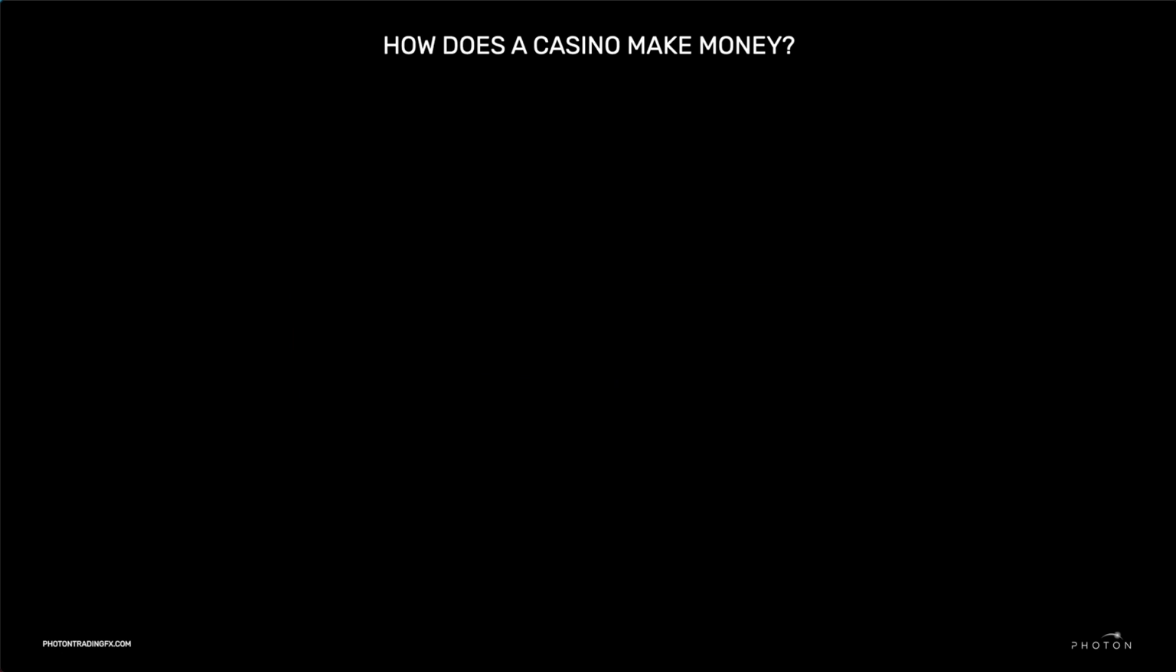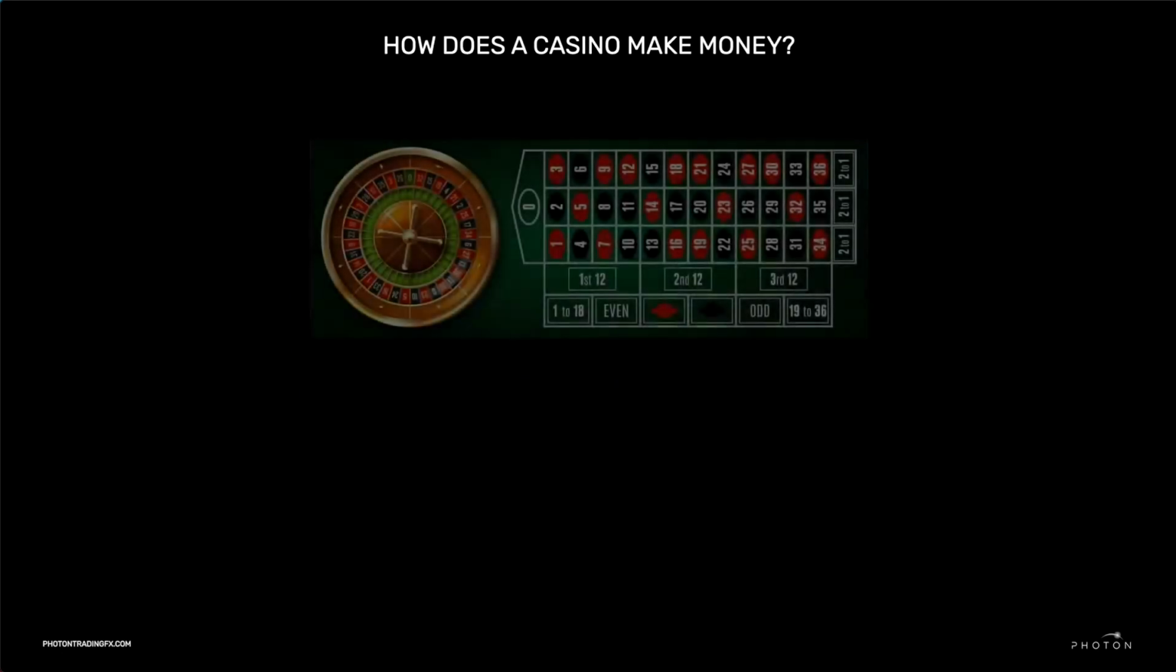Casinos are the undisputed masters of the world at playing an edge. So let's have a quick look at their business model to understand how they make money and then see if we can learn some things for our trading business. So let's take a look at one of the most popular tables, the roulette wheel.